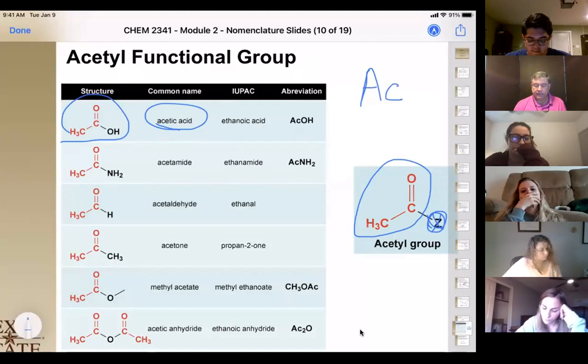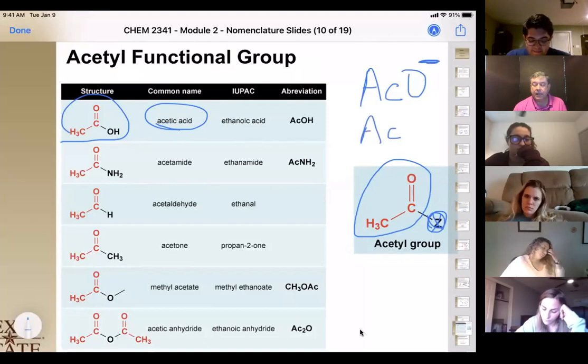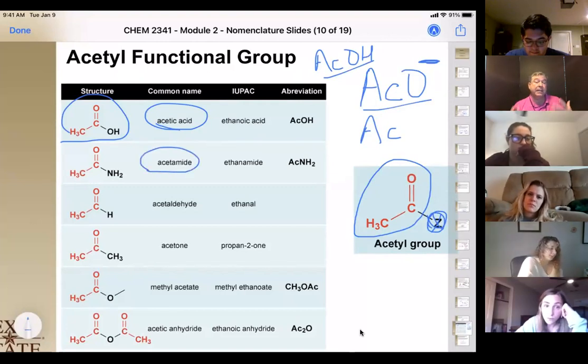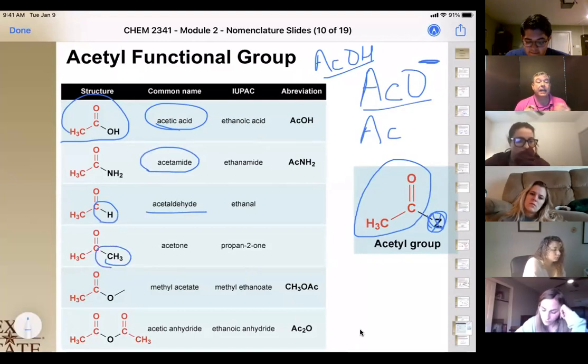And it's typically denoted Ac, sometimes the acetate ion. This Ac is the acetyl, acetate ion, and acetic acid. So this is why knowing the acetyl group is actually very important. Now, when it's attached to an amine, it's called acetamide. So the acetyl name is incorporated in there. When it's the aldehyde, it's called acetaldehyde. When it has a methyl group on it, it's a ketone, so it's acetone. So it'd be the acetyl group as a ketone, acetone.